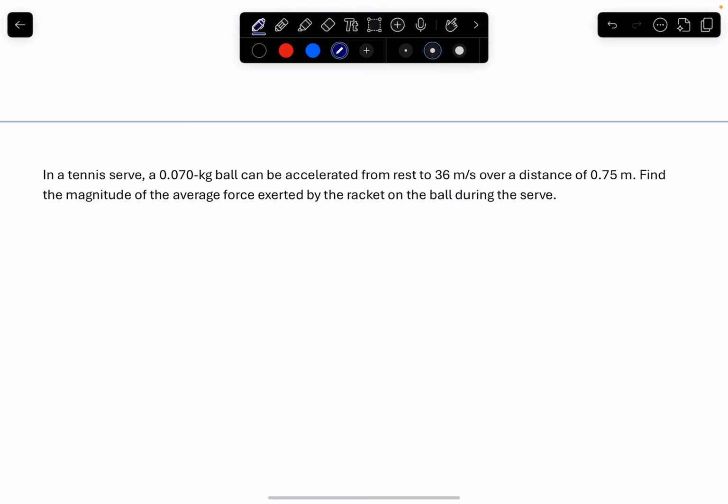A tennis serve, 0.07 kg ball can be accelerated from rest to 36 meters per second over a distance of 0.75 meters. Find the magnitude of the average force exerted by the racket on the ball during the serve. So during the serve, it goes from v initial 0 to v final equal to 36 meters per second. X initial 0, x final is equal to 0.75 meters.